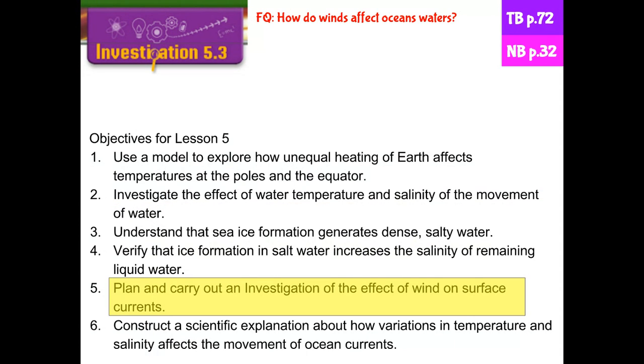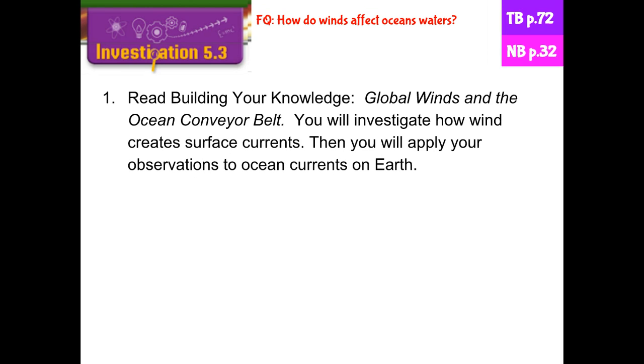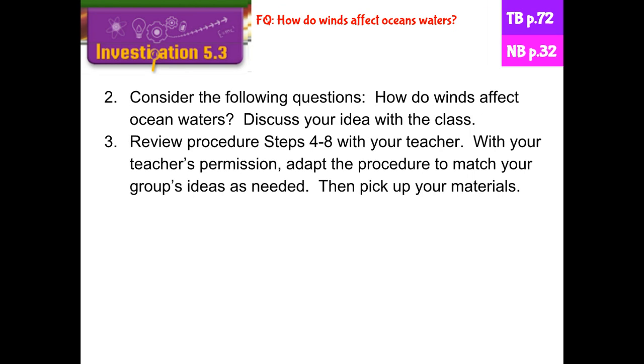Then we're going to move on to investigation 5.3, where the objective is to plan and carry out an investigation looking at the effect of wind on surface currents. There are 3 different things that affect ocean currents. The first is temperature, the second is salinity, and the third is wind. You're going to read Building Your Knowledge, Global Winds, and the Ocean Conveyor Belt. And then you're going to apply that knowledge during your investigation and your observations.